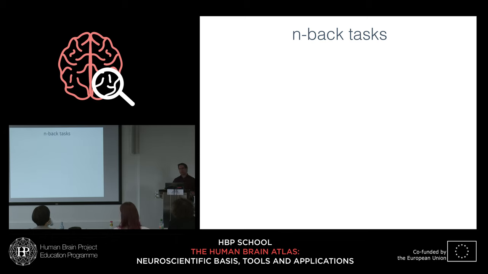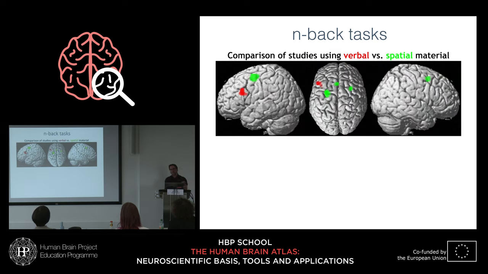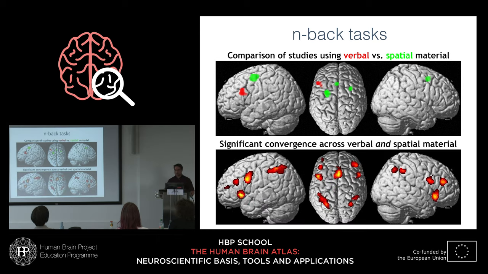Does it have an effect on the brain? Well, I think by now you should probably know that it does. Here's one example. Just an N-back task comparing verbal versus spatial material. So is that the same letter versus is the letter in the same location across trials? And maybe not surprisingly, again, you see differences. Obviously, you also see a lot of convergence as well.